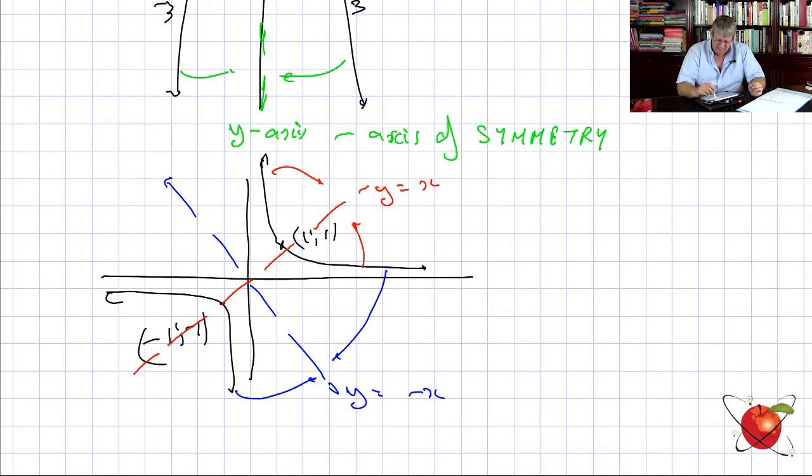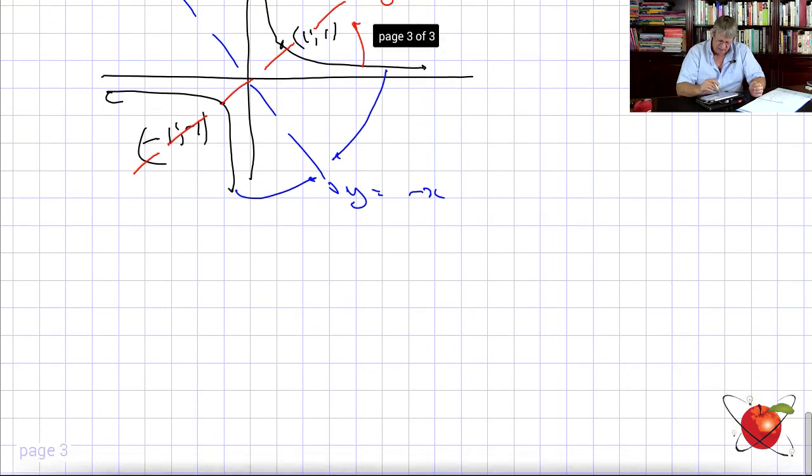Okay? Because axes of symmetry play a big role in the future of what we do with parabolas, hyperbolas, etc. Now, let's have a look at something. Well, first of all, we say, okay, what does Q do?